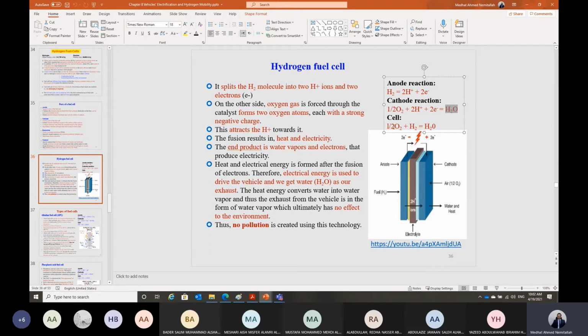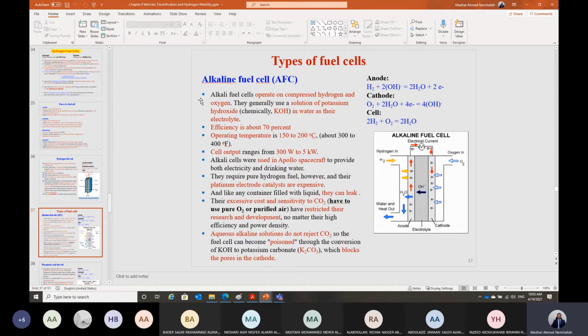So for the overall reaction, we have half an oxygen reacting with hydrogen to produce water vapor. This is very clean water. And that's why, shabab, the fuel cell can be used in some applications to produce drinking water. This water is not drinking water as is; it should have some salts and other materials added to it. So this is high purity water that can have different uses.